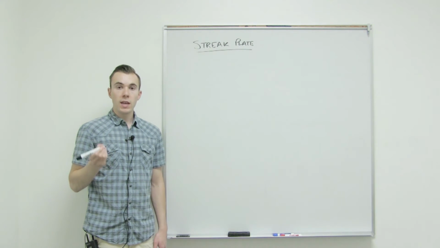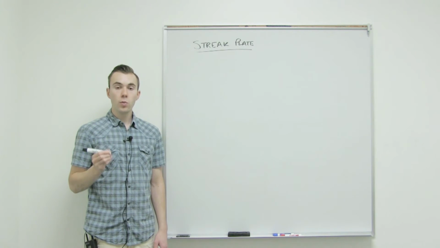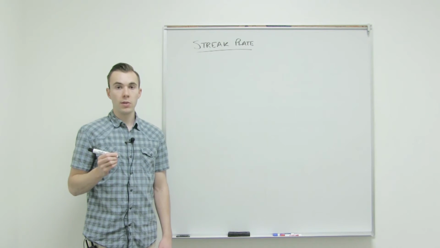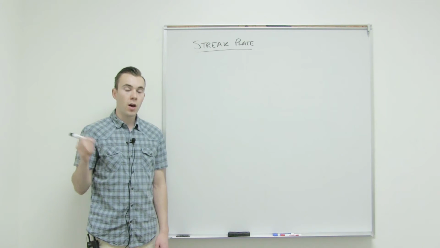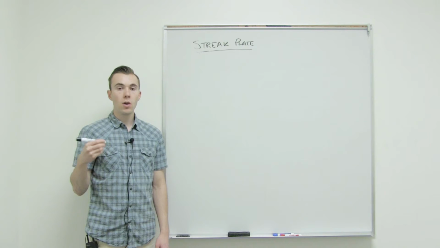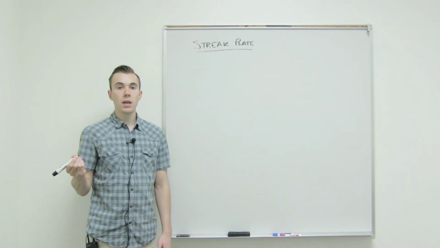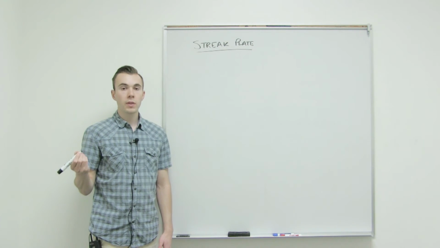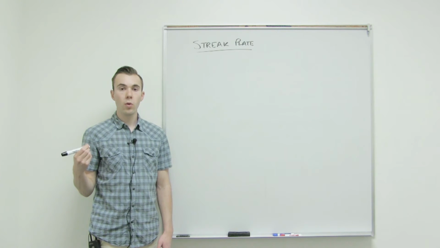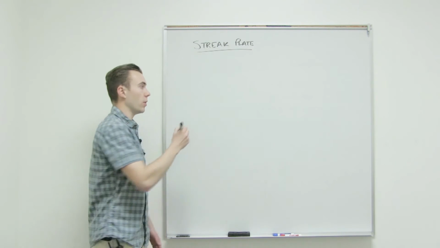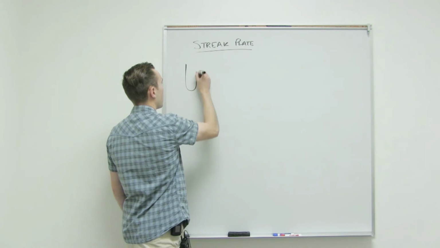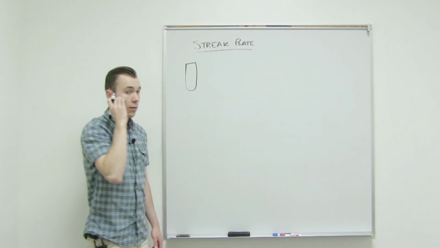First, I want to make mention that if you are in the lab class, you will do the streak plate and the pour plate method. However, if you're either in an online course and not on campus, or if you are not in the lab class, I will explain how these are done. The streak plate, you're going to pull from a culture. So you're going to have a vial of bacteria already for you.